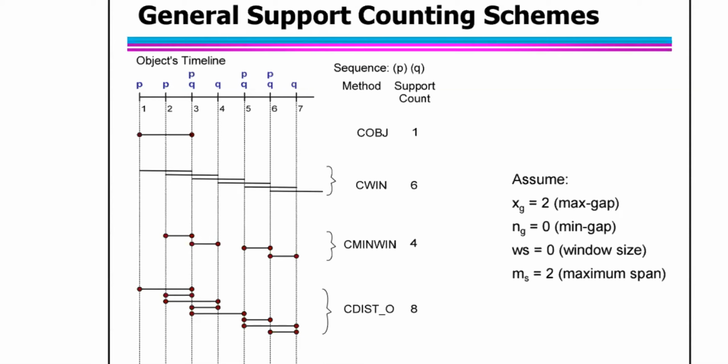CWin means one occurrence per sliding window. In this approach, a sliding window, a time window of fixed length, the maximum span, is moved across the object line one unit at a time. The support count is incremented each time the sequence is encountered in the sliding window. In this diagram, it shows PQ is observed 6 times using this method.